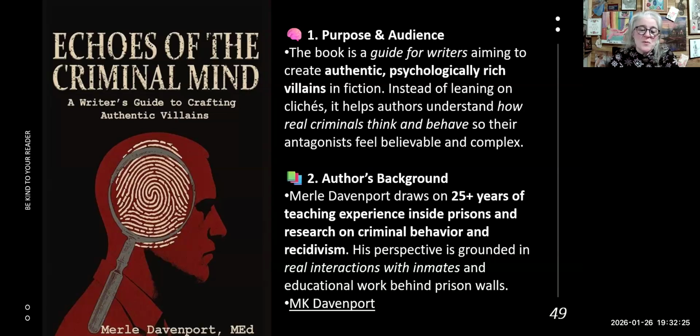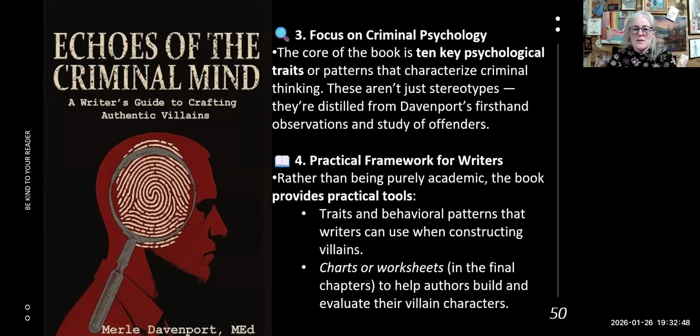And so this book is the result of not only his education, he has a master's in psychology. He almost had a doctorate in education, but he decided along the way to wait on that. But he draws from that, but his 25 years of experience working with criminals to create this book. Incredible resource for us. So there's a focus on criminal psychology, of course, because that's what his educational background is. And then practical framework for writers, which is very cool.